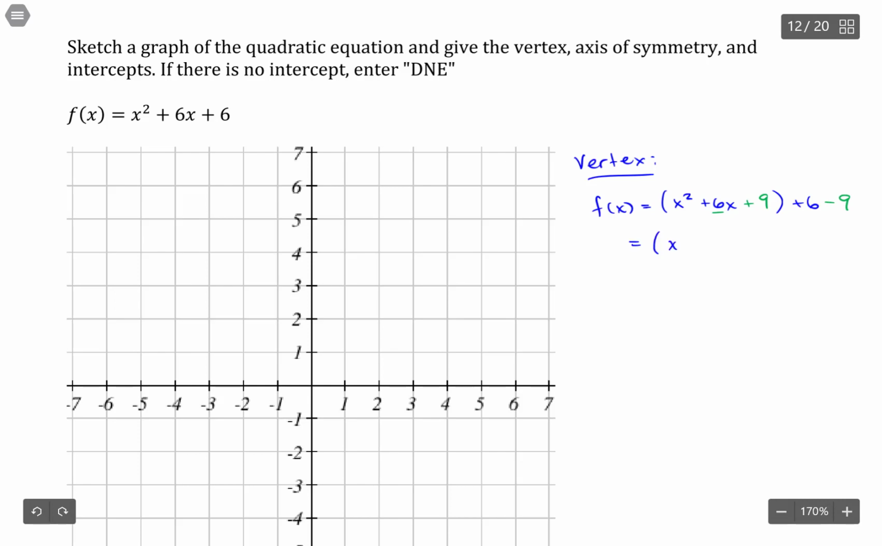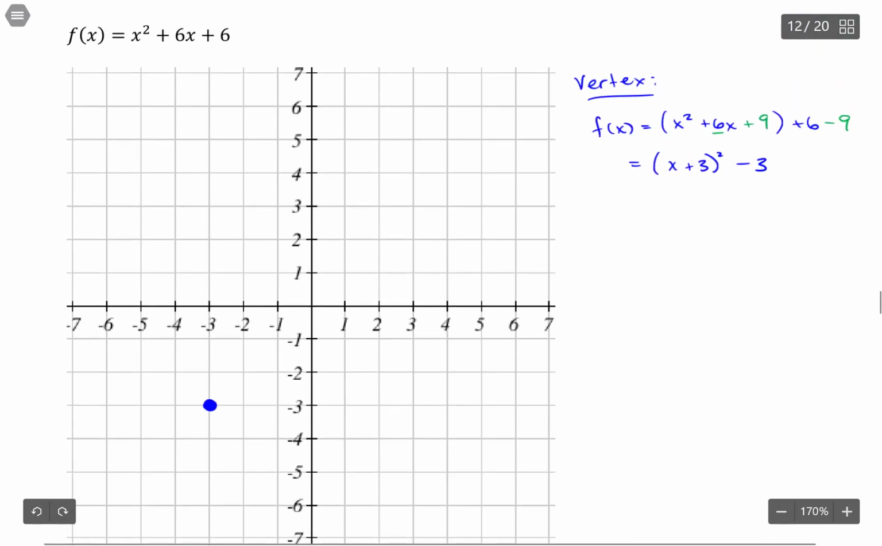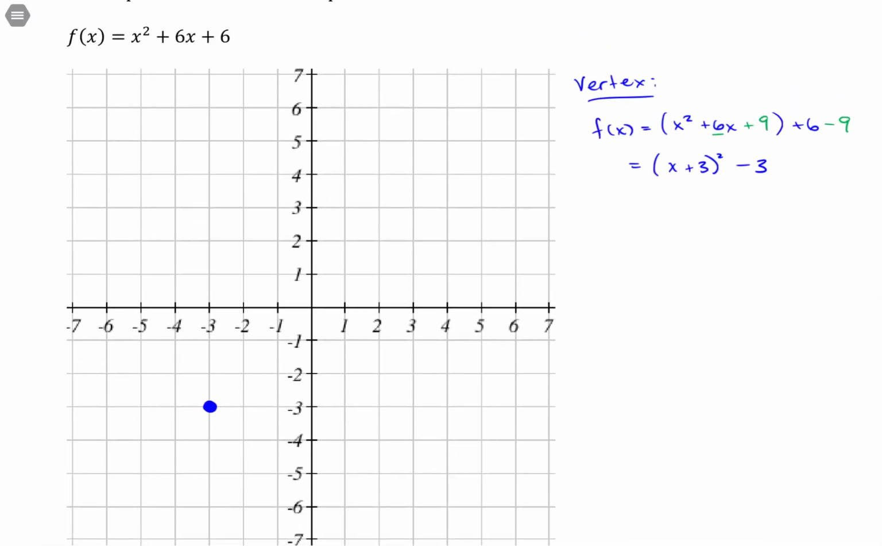To balance things out, you subtract 9 on the outside of the equation. This factors very easily into just x plus half of your linear term, quantity squared, minus 3. So the location of the vertex is at (-3, -3). And that's something that we can go ahead and plot. So (-3, -3), there's my vertex. And because the leading coefficient here is positive, my parabola is going to be opening upward.